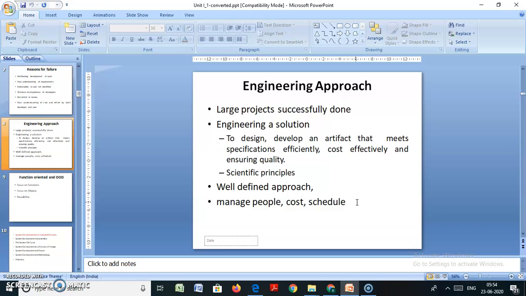So this is about today's lecture. In the next lecture we will discuss what is function oriented design, what is object oriented design, and how object oriented design is used in software engineering for developing software.